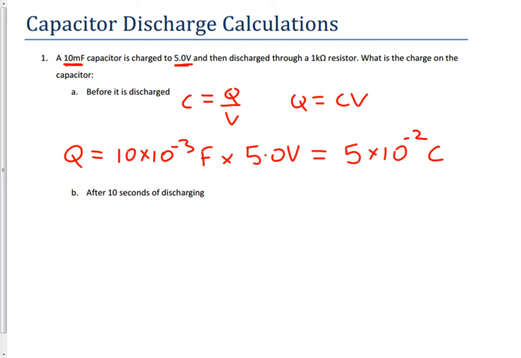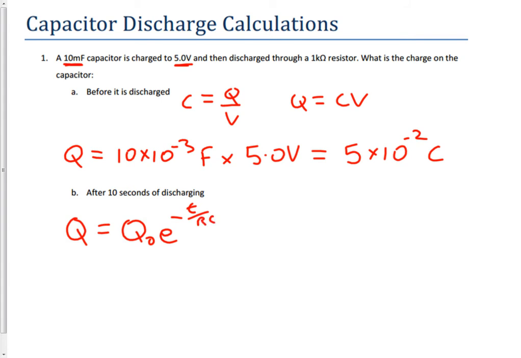So that's the charge on the capacitor just using the capacitance and the voltage, but then it starts discharging, and we want to know what the charge on the capacitor is after 10 seconds of discharging. So we want the formula that tells us how Q changes over time. That formula is the same format as all of them. Q equals Q naught e to the minus t on RC.